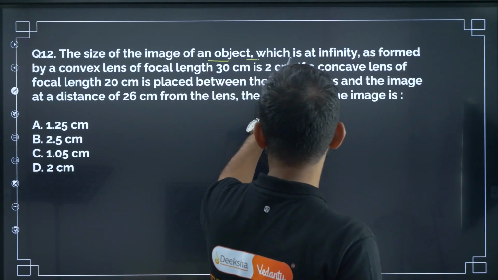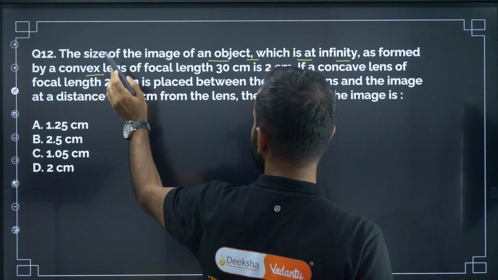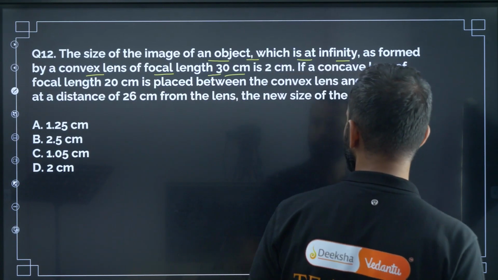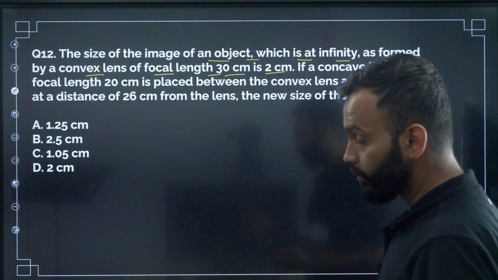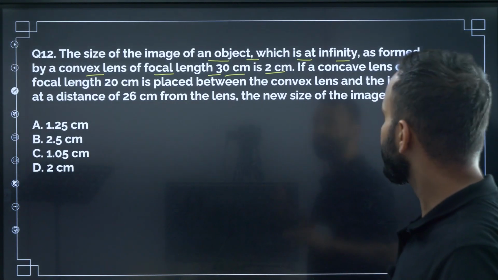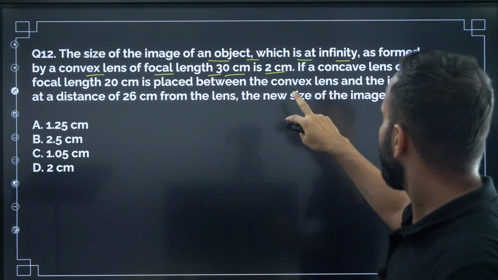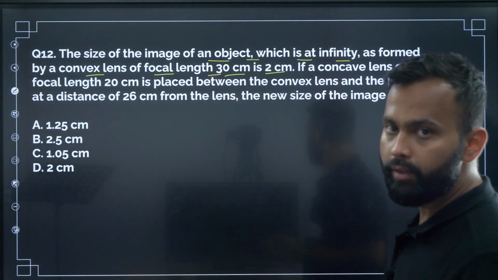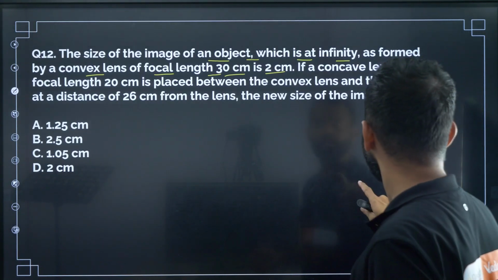The size of the image of an object which is at infinity as formed by a convex lens of focal length 30 centimeter is 2 centimeter. Okay, so here the object is at infinity. Here we are using which lens? Convex lens, right? And the image is formed. The height of the image, or the size of the image, is 2 centimeter.